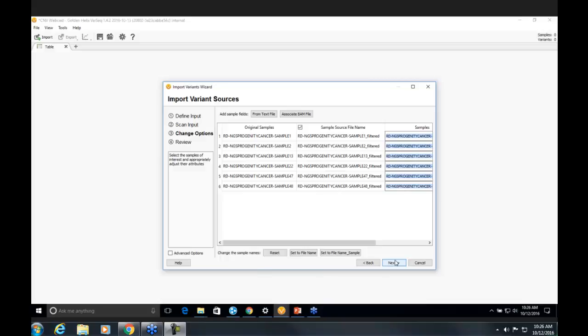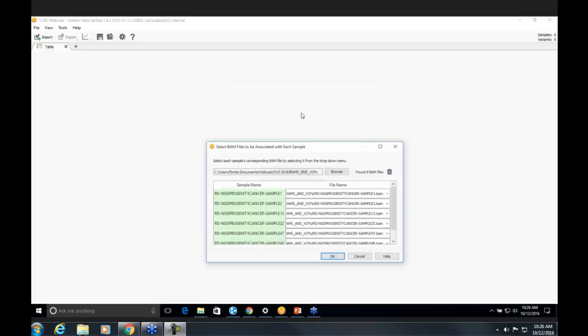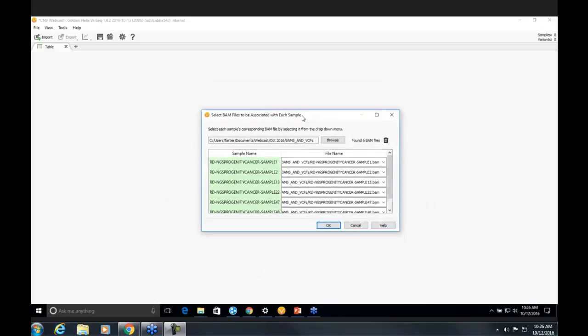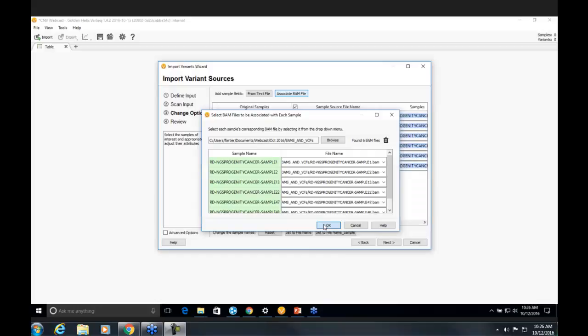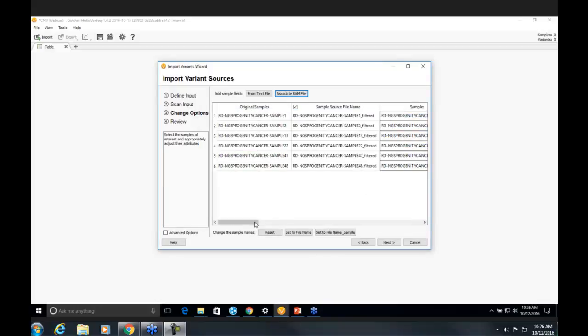The next thing that you need to do prior to importing your variants is associating a BAM file. Because the CNV algorithm uses coverage information, we need to pull that coverage information from the BAM file. And so if the BAMs already exist in your folder, as they do here, the BAMs will automatically be associated with your VCF files. And so they're associated here. I'm just going to click OK. And now we've associated our BAM files.